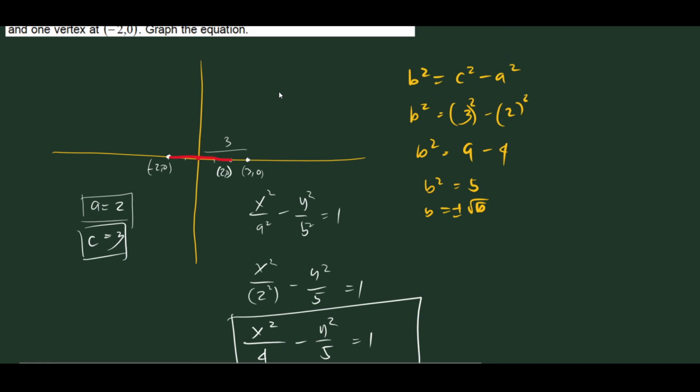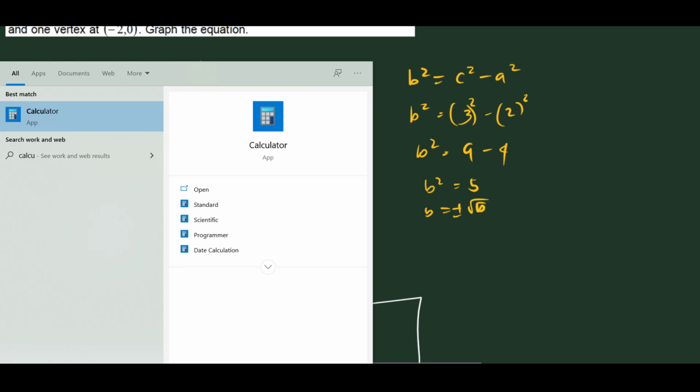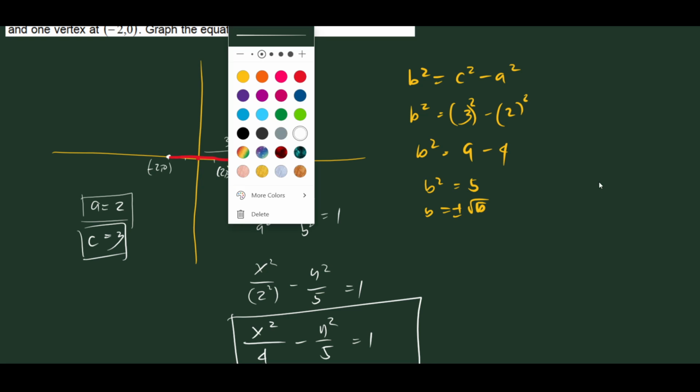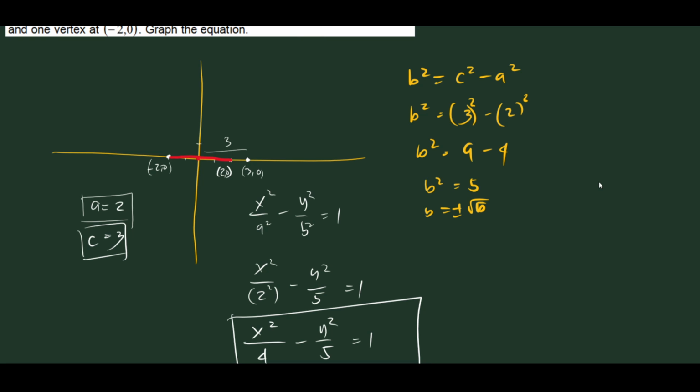If we want to graph this manually, we need to use a calculator here. If we get the square root of 5, we will get 2.236. So 2.236, let's graph that out. We have 1, 2, and let's say 3 right here. So 2.236 would be right here on the y-axis, and that would be approximately right here.